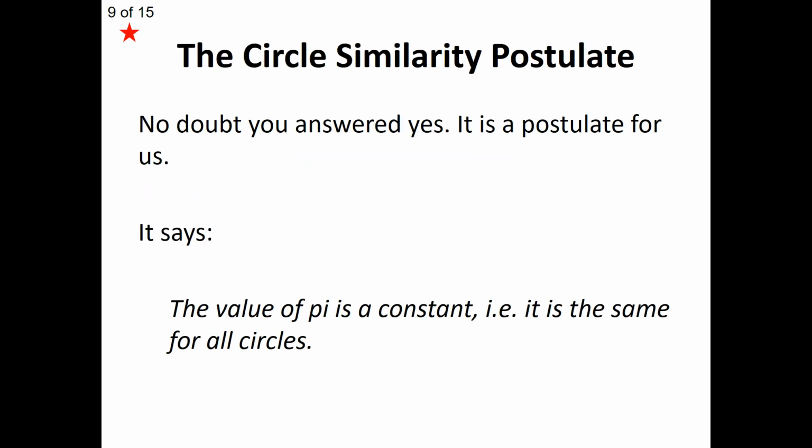And for us, no doubt you said yes, right? It's going to be the same for all circles. It's a postulate for us. We're going to call this the circle similarity postulate. So down below on our slide here, the value of pi is a constant, i.e. it is the same for all circles. So no matter what size circle we dive into, this definition will hold true for what pi is. And yes, by our postulate, it will be the same value for all circles that we encounter.